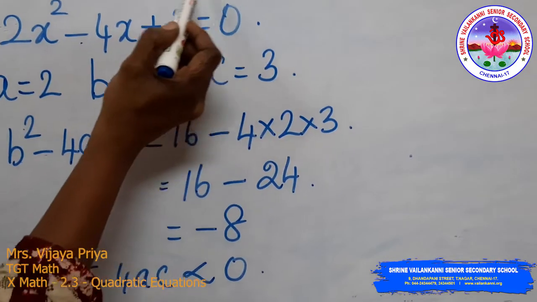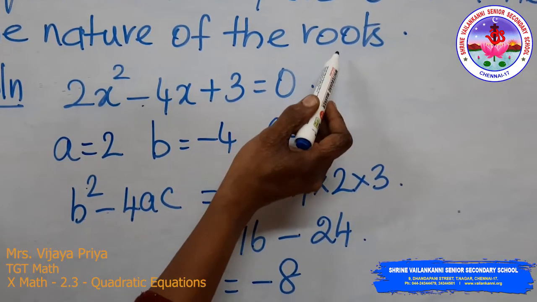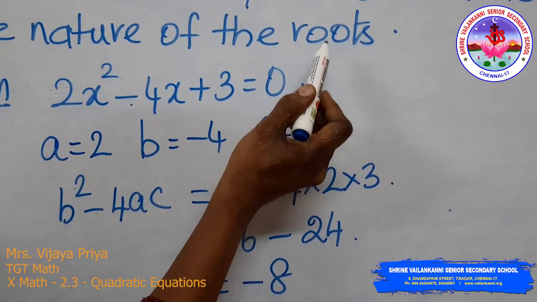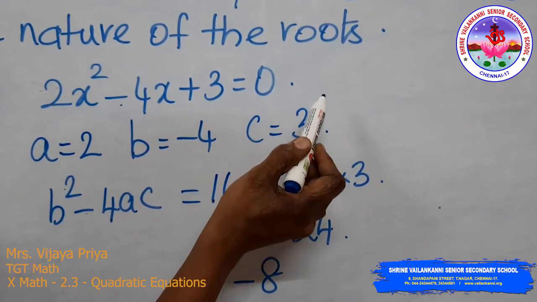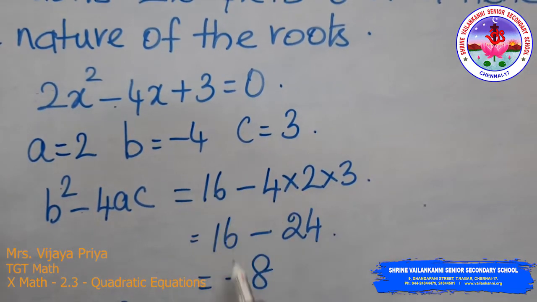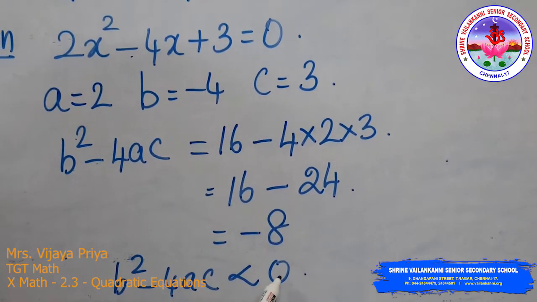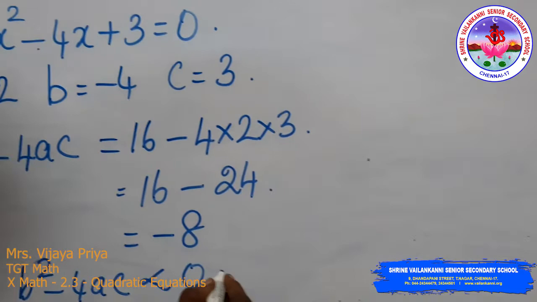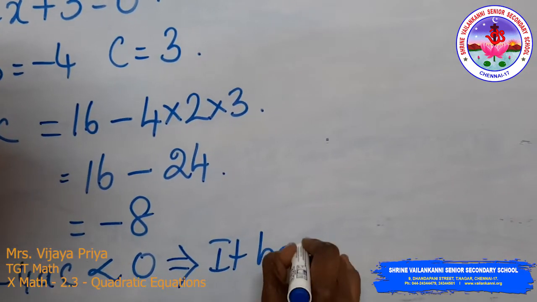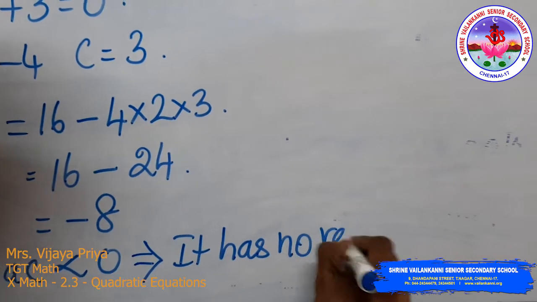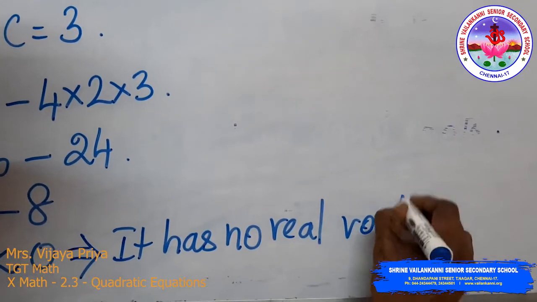Then we are going to find the nature of the roots. That is, depending on whether b squared minus 4ac is greater than 0, equal to 0, or less than 0, we find its nature. In this problem, b squared minus 4ac is less than 0. So it has no real roots. That is, this equation has no real roots.